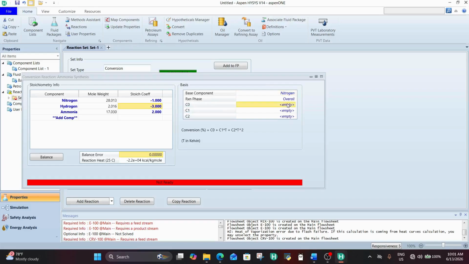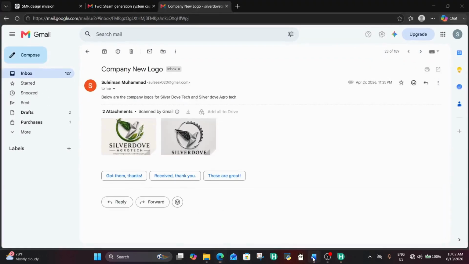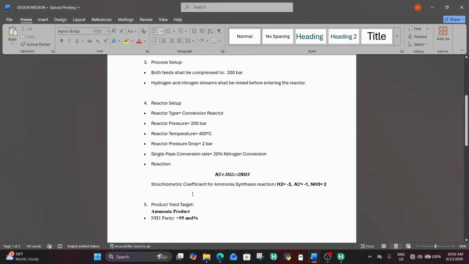Base component, good. Co is a parameter used to define our conversion reactor. In this case, we're just going to specify Co and it gives us our conversion rate, which we already have. And from our write-ups, we have a single pass conversion rate of 20%.